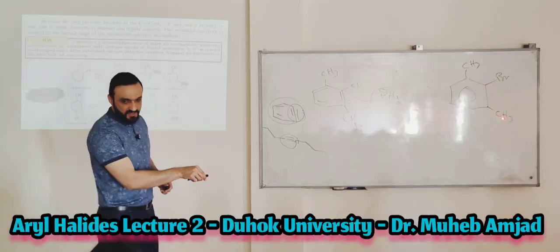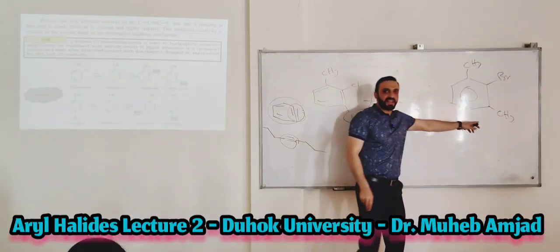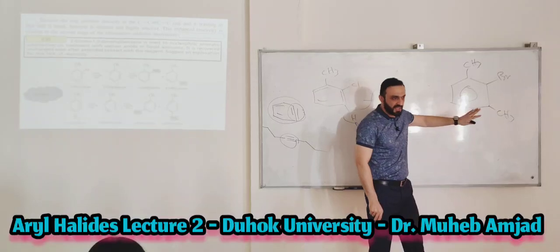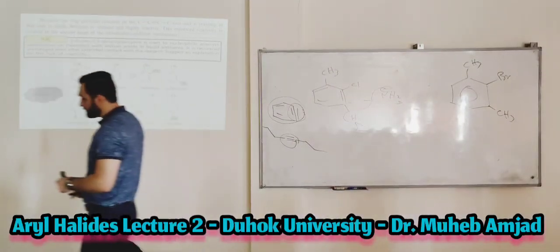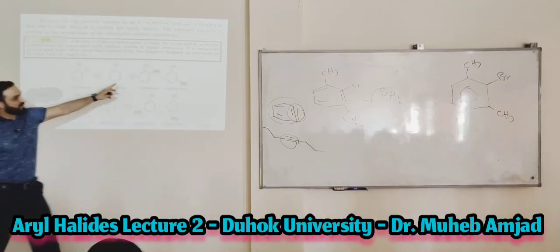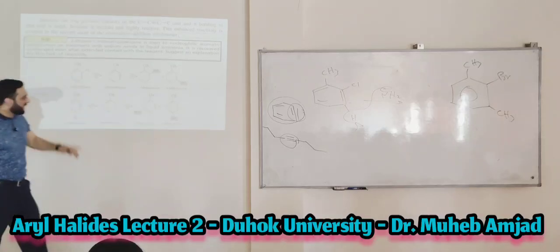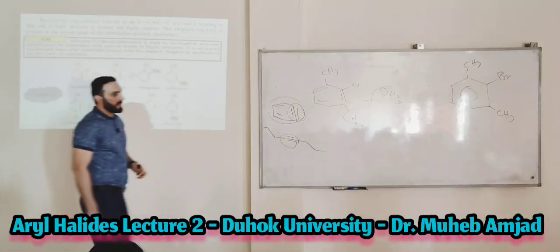There is no proton here, also no proton here, and it cannot give you the benzyne intermediate. This is an example. If you have this compound, it gives you benzyne, and it will give you two isomers.